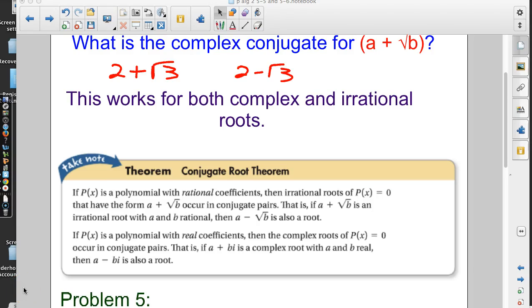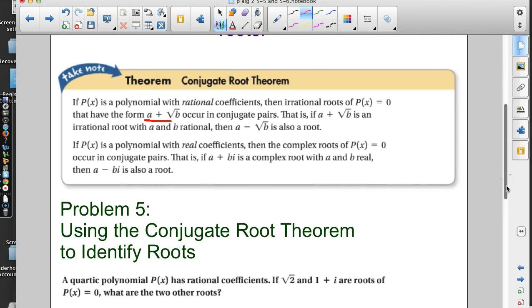We have to focus on the fact that it works for both radicals and for imaginaries. So our conjugate root theorem says, if you get an a plus the square root of b, it's never alone. It always has a little puppy dragging along behind its heels, and that's going to be a minus the square root of b. So always in pairs, square roots and imaginaries. If we have a plus bi, a minus bi is there, because the quadratic formula tells us plus or minus. Those two pieces have to be there.